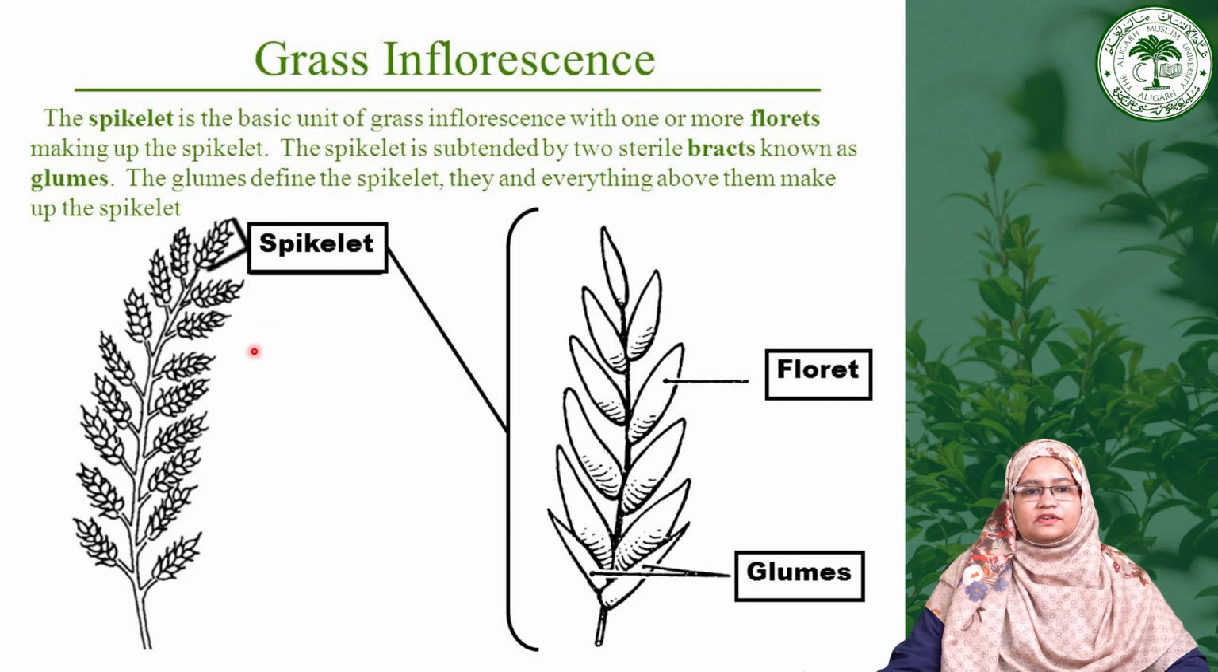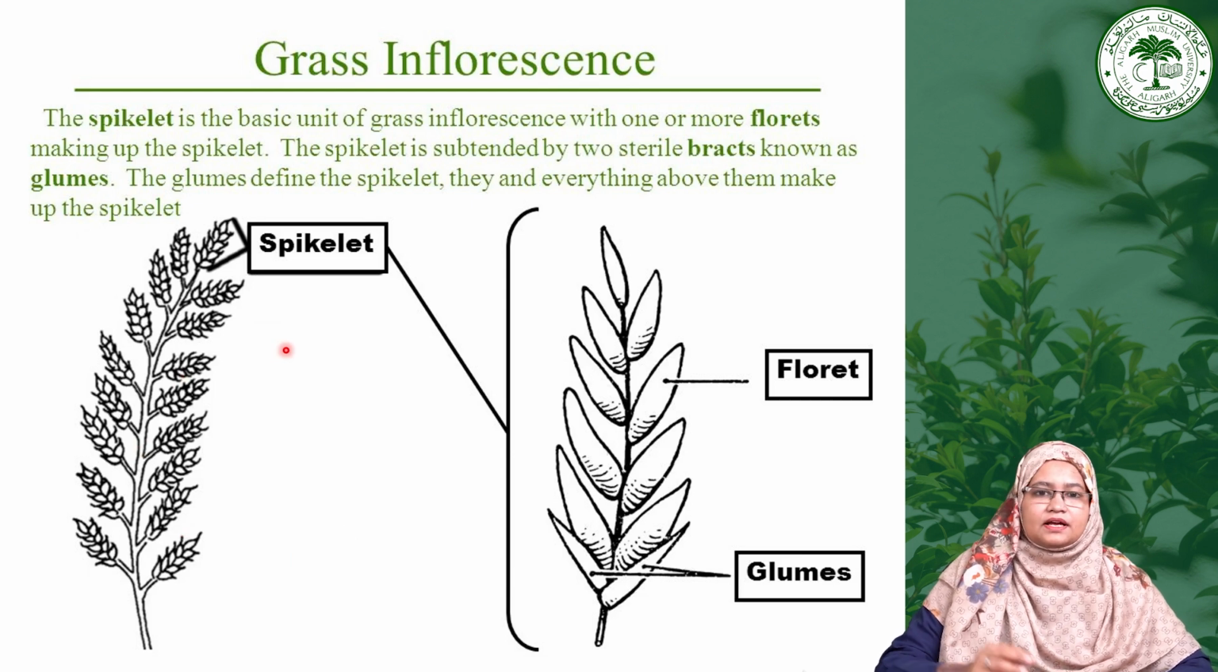Now moving towards the next type of inflorescence, that is the spikelet. Spikelet is the basic unit of inflorescence in the grass family, that is, present in the Gramineae family. The spikelet is subtended by sterile bracts known as glumes. As you can see here, this is a spike of spikelets. You can see a number of spikelets are present, and if we see a single spikelet, you will find a pair of glumes, then a floret, and each floret has a lemma and palea bract.